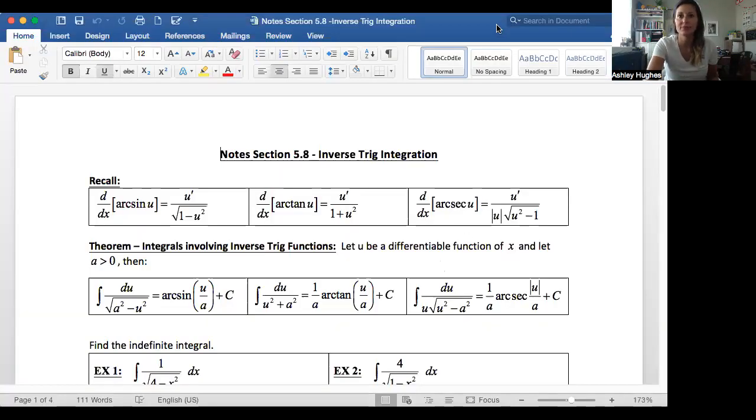Right, today we're going to do inverse trig integration, which is section 5.7 in your book. Let's look at inverse trig.